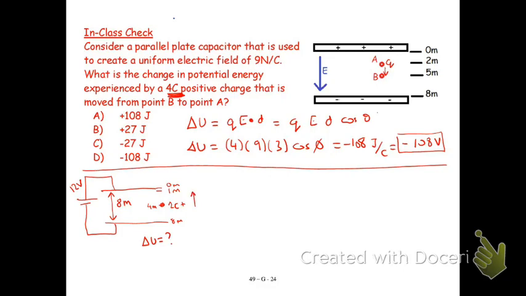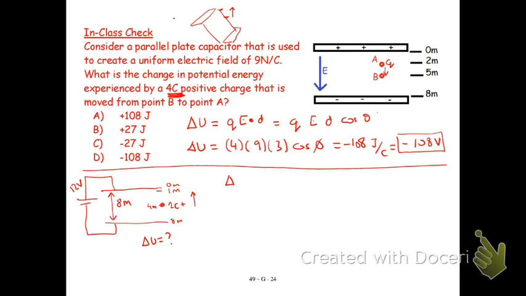So I got this charge, I'm moving it from near the middle to near the edge in this thing. Let's think about the visual analogy. I have a slope and I'm moving positive charge up the slope, yeah?